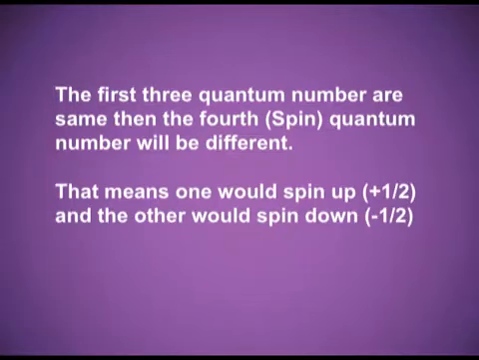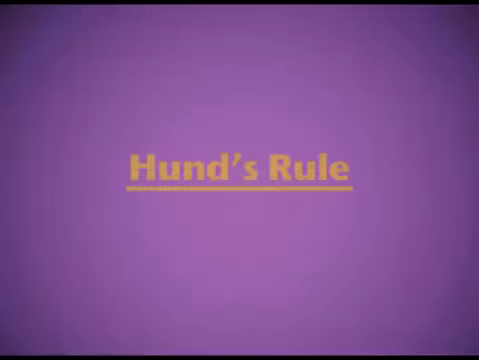One electron will be spinning clockwise and the other electron will be spinning anti-clockwise. The one electron will have the plus half value and the other electron will have minus half value. So we can say that no 2 electrons in an atom can have the same set of 4 quantum numbers.